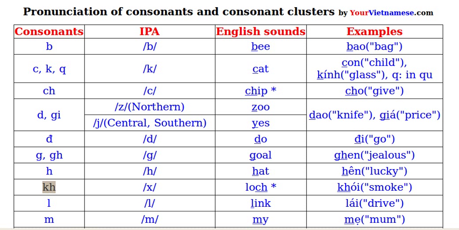The next consonant cluster is the KH. It doesn't have an equivalent sound in English. Example in Vietnamese is khói. Again, khói. Now the next consonant is the L. L as in link, exactly the same pronunciation as L in English. Example is light, which means drive.